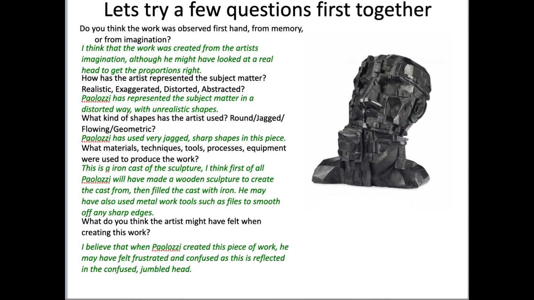So what materials, techniques, tools, processes, equipment were used to produce the work? So this piece of work itself is actually an iron cast. I think first of all Palazzi would have had a wooden sculpture made to create the cast from, then filled the cast with iron. He may have also used metal work tools such as files to smooth off any sharp edges.